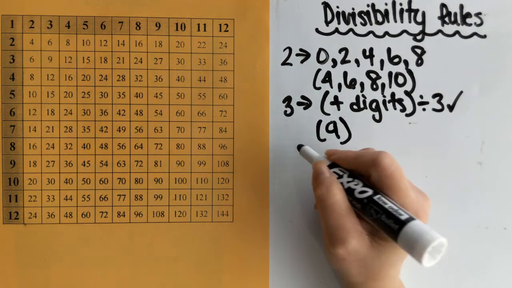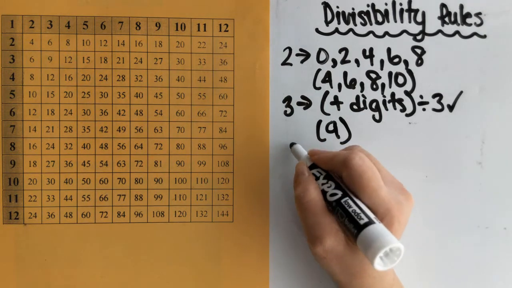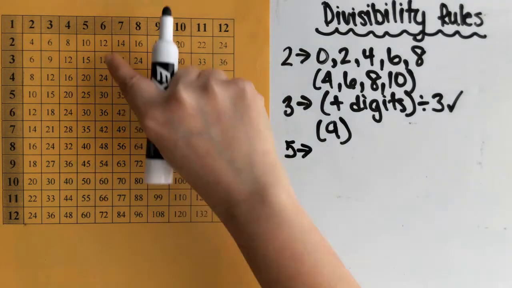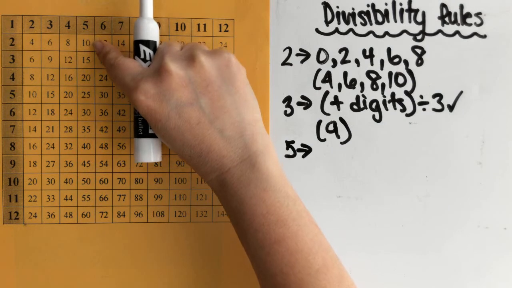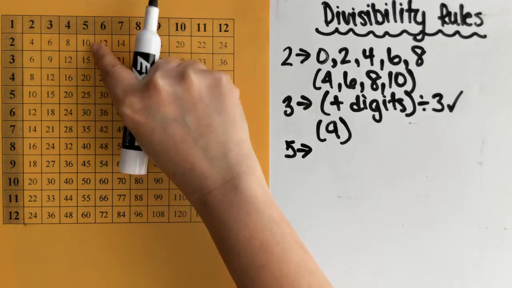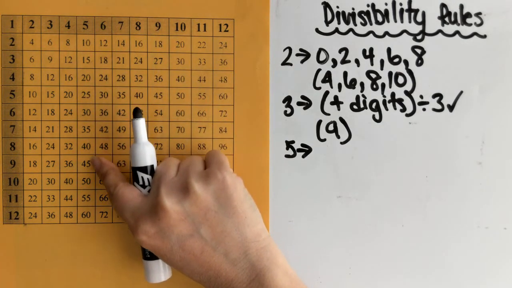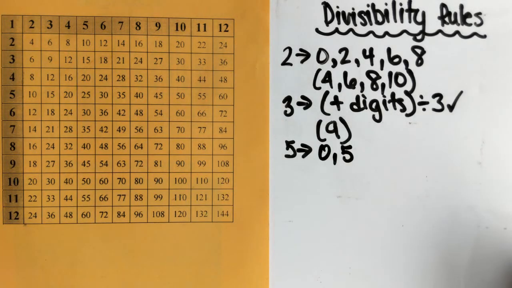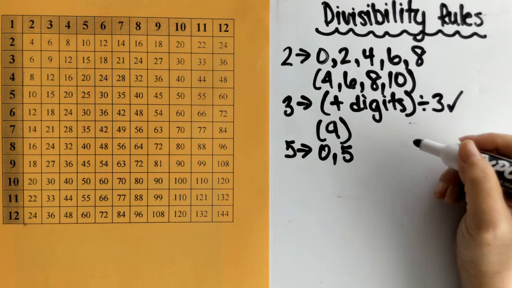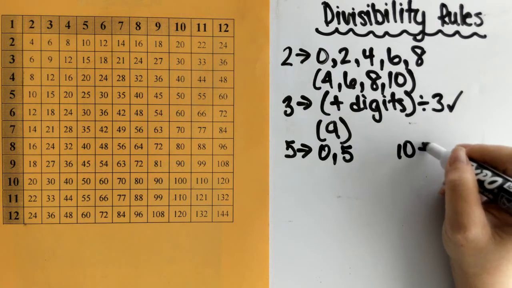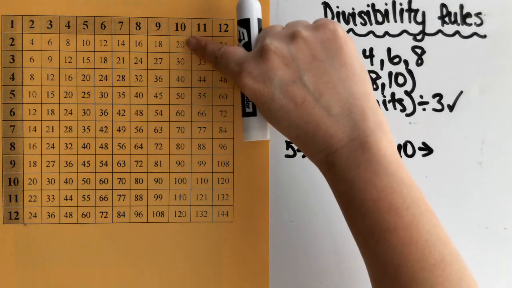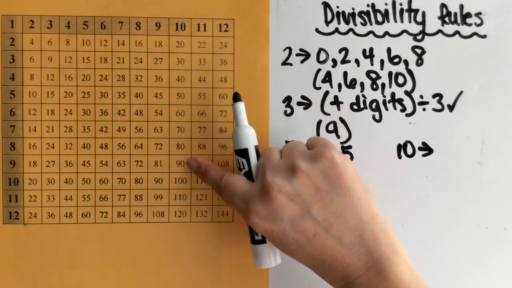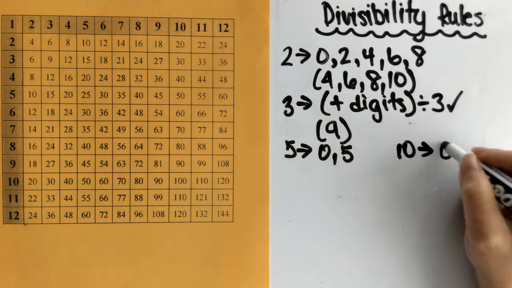Another rule that is good and easy to remember is for 5s. Notice how all of my 5s facts end with either 0 or 5. So any number that ends with 0 or 5 is divisible by 5. And 10 is kind of the same thing. Notice the ending numbers of the 10s all end with 0.